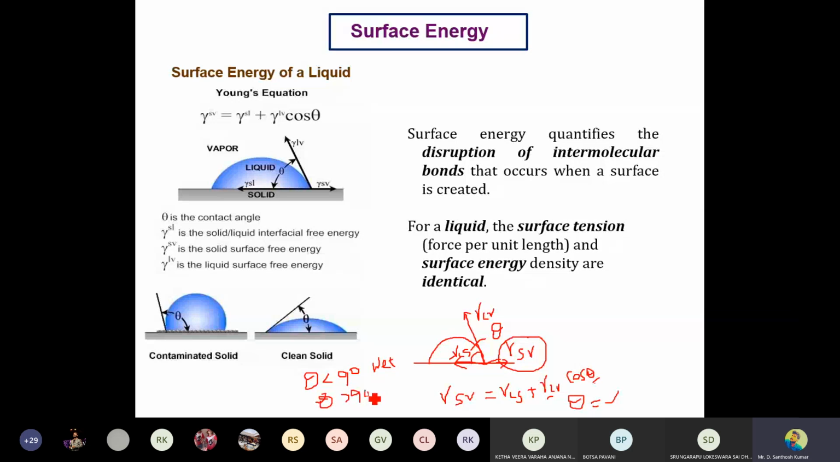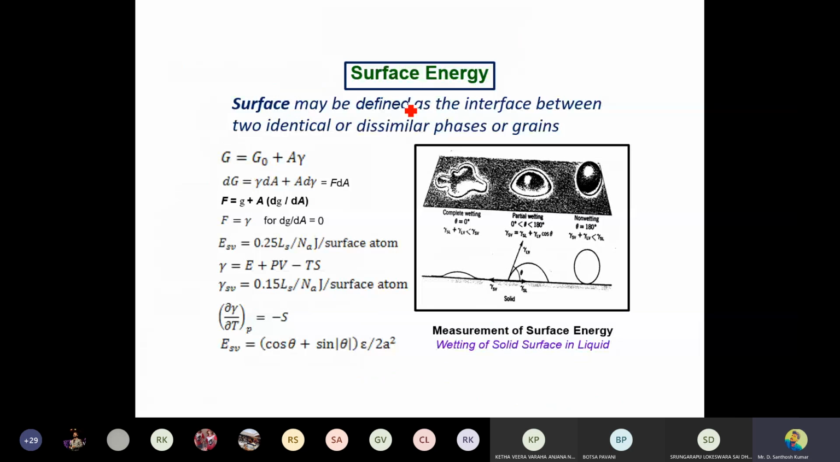If theta is greater than 90, then there is no wetting, which means our liquid is not spread over your surface. So this is hydrophilic and this is hydrophobic. In some situations we require hydrophilic and in some we require hydrophobic. You can clearly see here there is a contaminated solid, because if there are any contaminations on the solid, you get hydrophobic behavior.